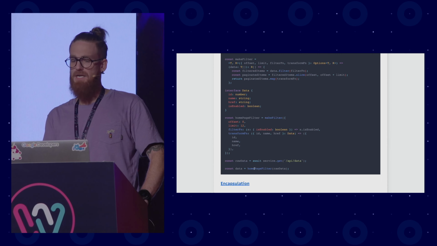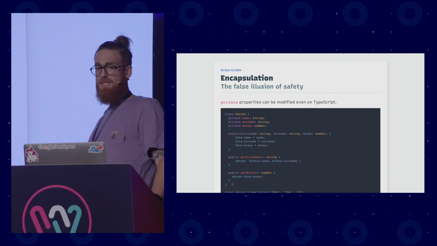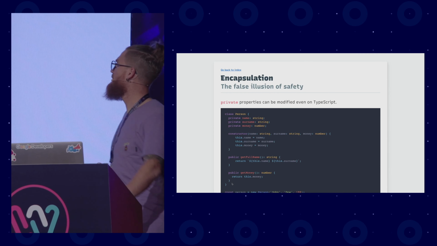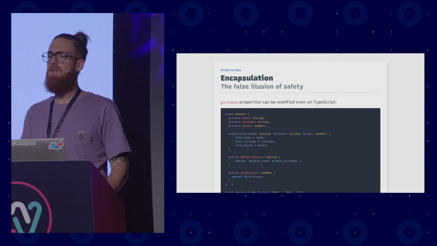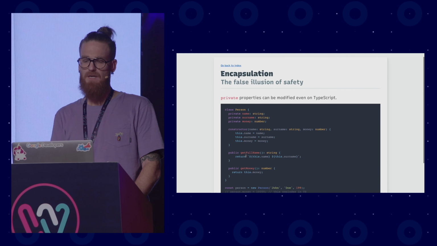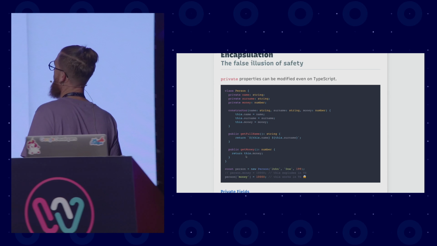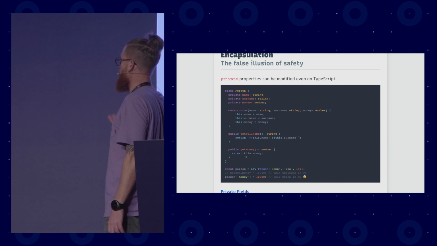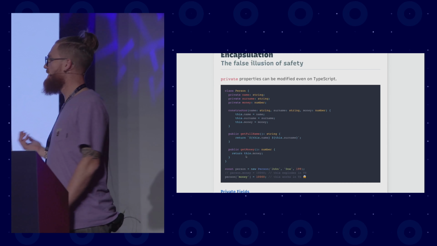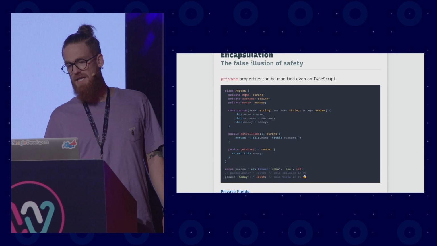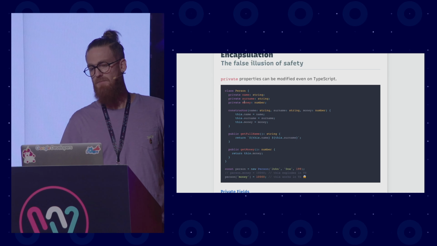And we can assign it. The next term is encapsulation. For instance, one of the dangers of using private in TypeScript is that it gives you a false illusion of safety. So for instance, we are declaring as private name, surname, and money.